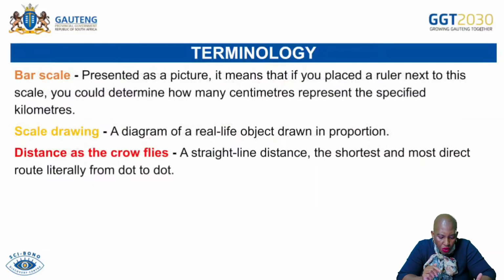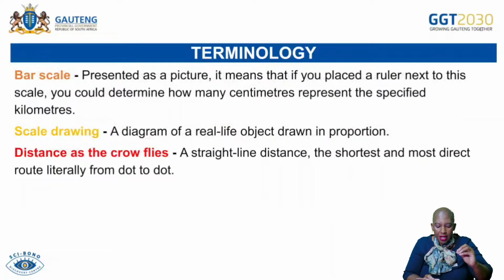And then the scale drawing: a diagram of a real life object drawn in proportion. That is a scale drawing. Usually in our paper, they will say the drawing or the diagram is not drawn to scale. It means they have drawn the diagram but not to a certain scale. When they were drawing, they did not follow any scale.